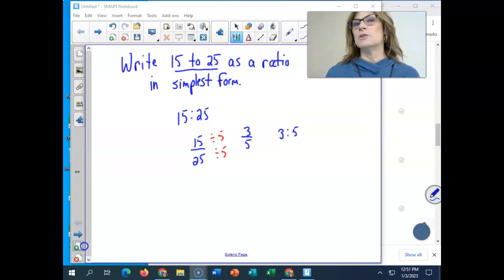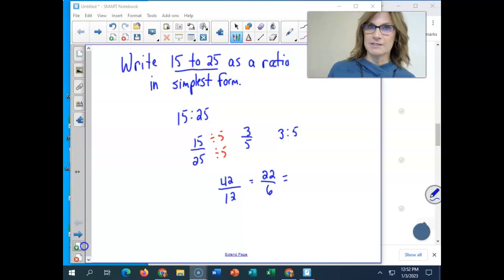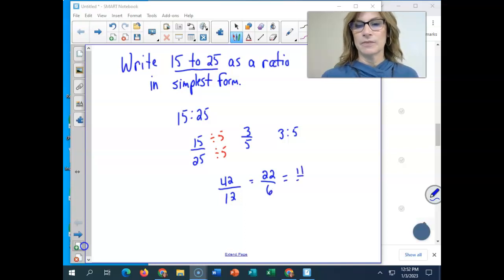Now, if you have something that you don't automatically see how to reduce, and so if we had 42 over 12, and you look at that and you go, oh, well, what goes into 42 and 12? And you're trying to find the largest number so you can reduce it in one step. You don't have to. You can look at it and go, well, 42 and 12 are both even. Let's divide both of those by 2. You get 22 over 6. And you're like, oh, well, they're still both even. Let's divide them by 2 again. 11 to 3. So that would be our simplest form.